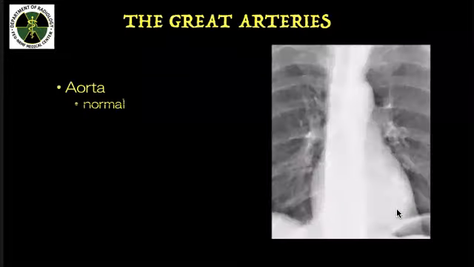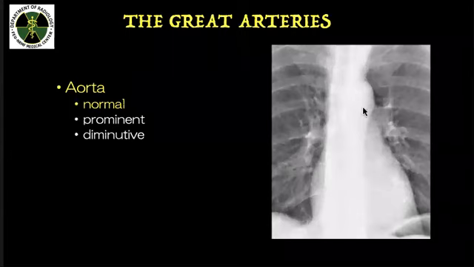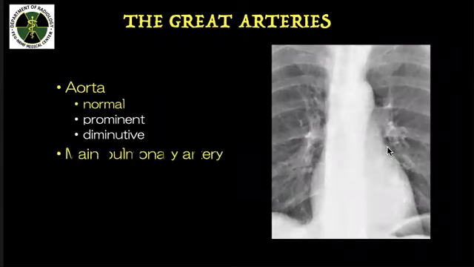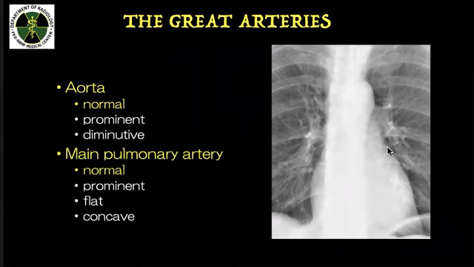Then the great arteries. So the aorta, so that's the area of your aorta. This one is normal. Sometimes it is prominent or diminutive. So this one is a normal aorta in here. The main pulmonary artery. Okay, so the right and left pulmonary artery.